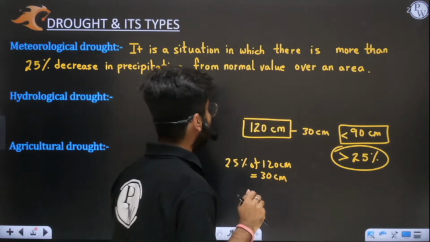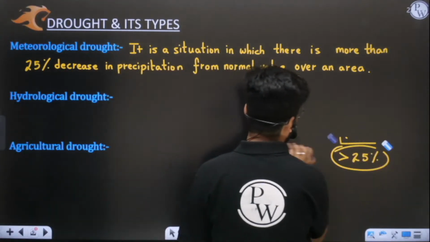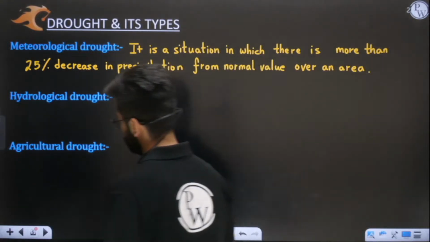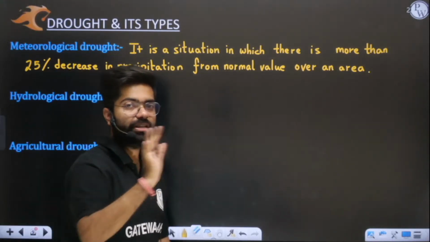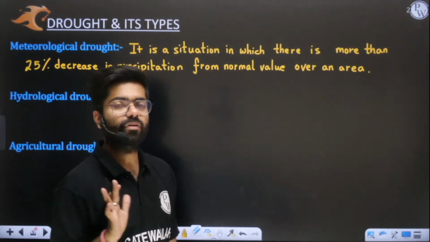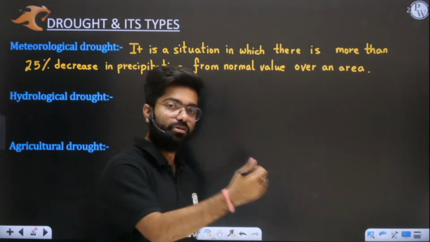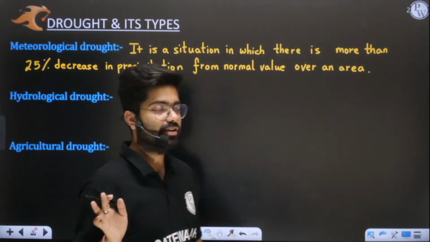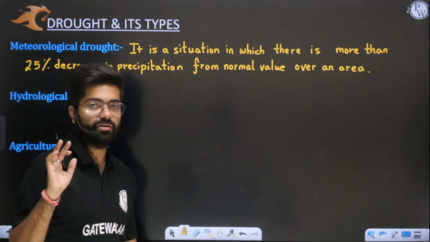Perfect. Now the second thing is hydrological drought. What is hydrological drought? If meteorological drought happens in a single year only, no problem. But if this meteorological drought continues again and again, next year also drought is there, in further years drought is there, then you will see that water level will be hampered severely.